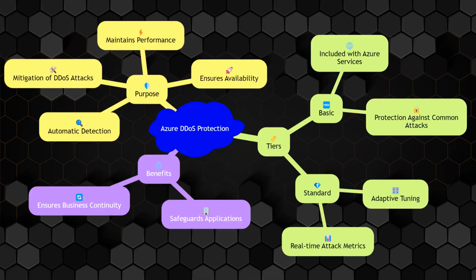Azure DDoS Protection is a service that helps protect your applications from distributed denial of service (DDoS) attacks. It provides automatic detection and mitigation of DDoS attacks, ensuring the availability and performance of your applications. Azure DDoS Protection offers two tiers, Basic and Standard. The Basic tier is included with Azure services and provides protection against common network-level attacks. The Standard tier offers advanced protection features, such as adaptive tuning and real-time attack metrics. By leveraging Azure DDoS Protection, organizations can safeguard their applications from the impact of DDoS attacks and ensure business continuity.